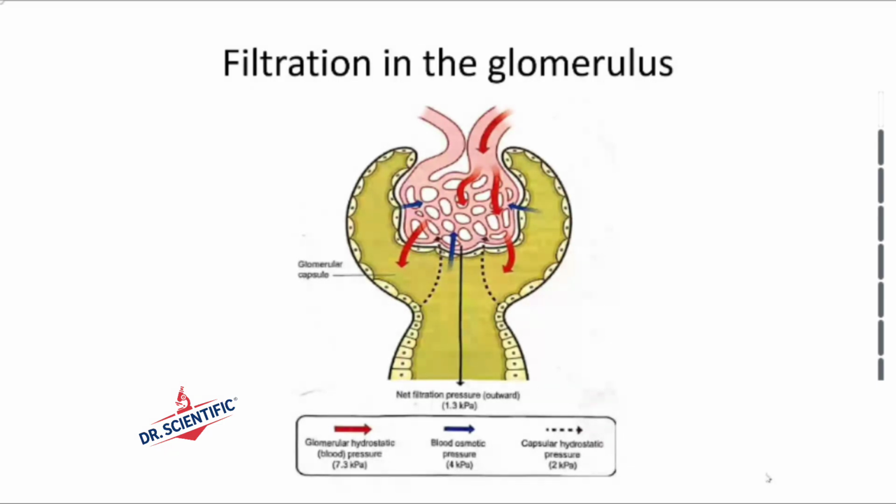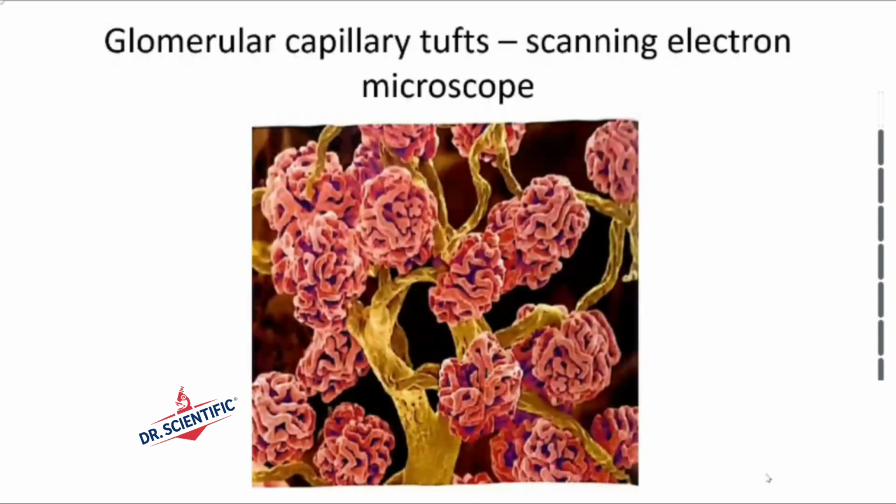And I'm sure you've probably looked at this in detail in physiology. That is just a scanning electron microscope image of glomerular capillary tufts. So they will look like that. You can see the tuft in the scanning electron microscope. Yeah, that is how they will look. Those are the glomerular capillary tufts.